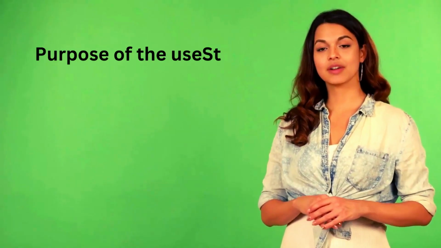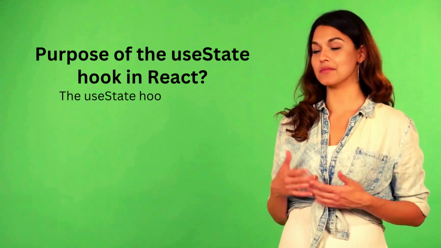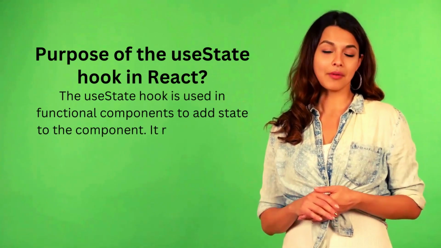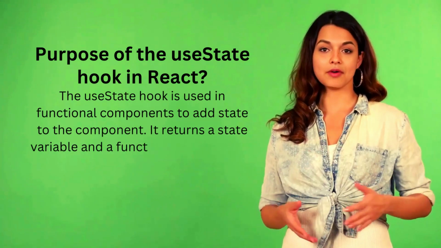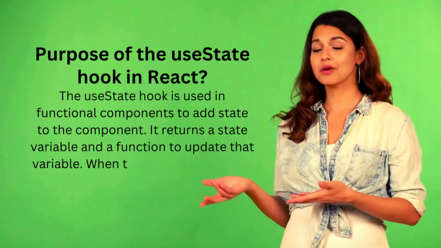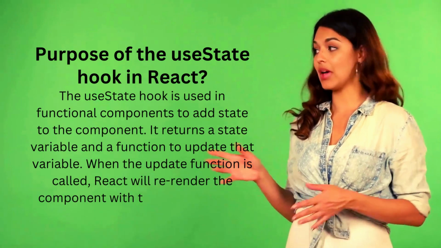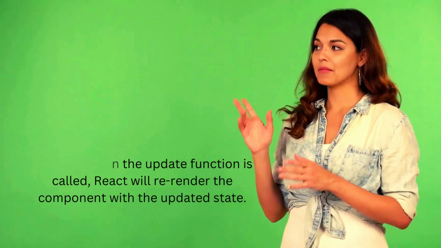What is the purpose of the useState hook in React? The useState hook is used in functional components to add state to the component. It returns a state variable and a function to update that variable. When the update function is called, React will re-render the component with the updated state.